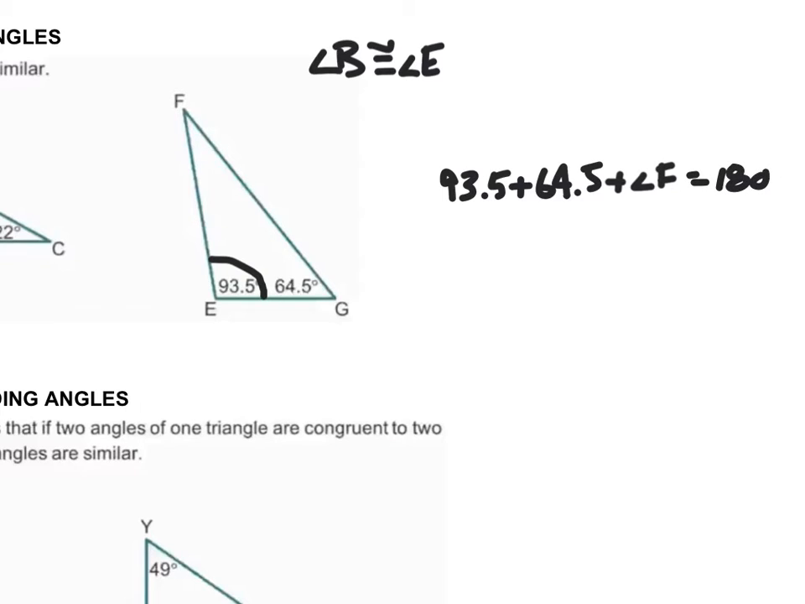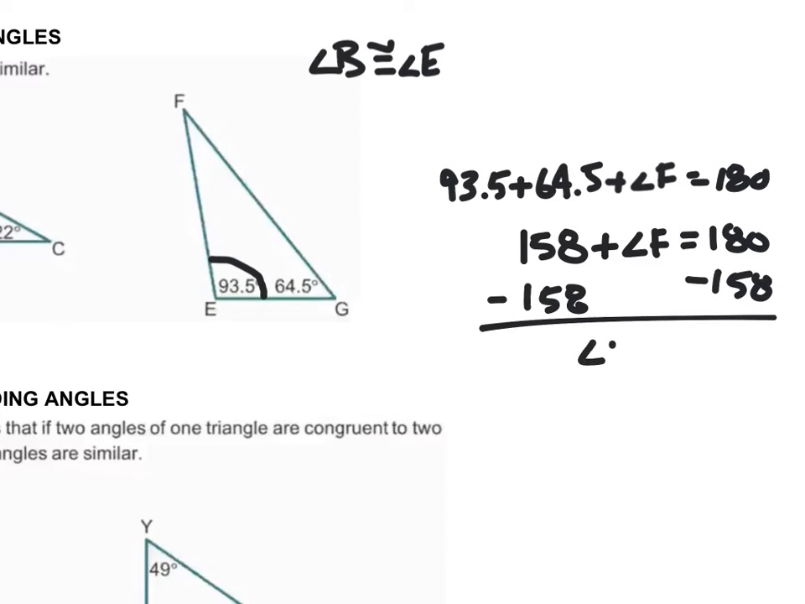So 93.5 plus 64.5. Add those up, I get 158. So 158 plus angle F is equal to 180 degrees. Subtract 158 from both sides, and we end up getting that angle F is equal to 180 minus 158, which is 22 degrees, okay? So angle F is 22 degrees, all right?